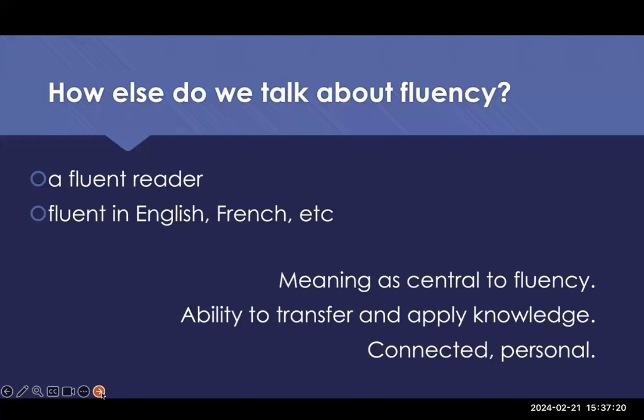So thinking about how that connects to mathematics and computational fluency, meaning is important, right? Understanding what it is that we're doing, the ability to transfer and apply your knowledge into new situations or contexts and make meaning of it. And being fluent is also connected to who you are as a person. It's personal, how you make meaning of something, and the strategies and the knowledge that you bring to different questions.